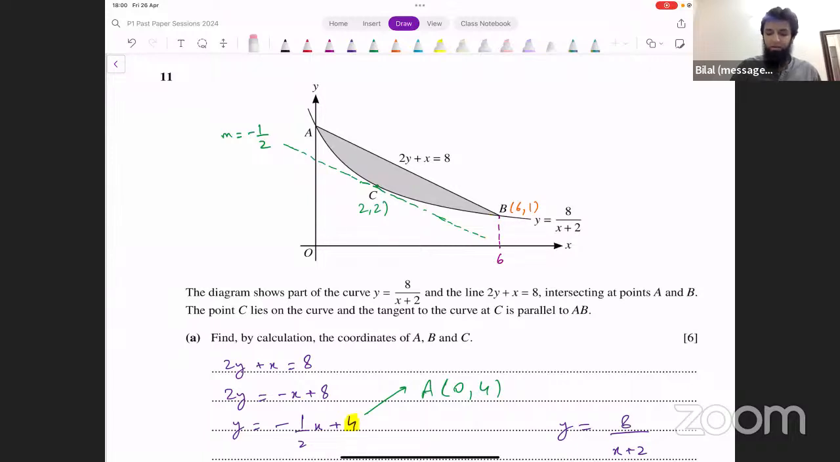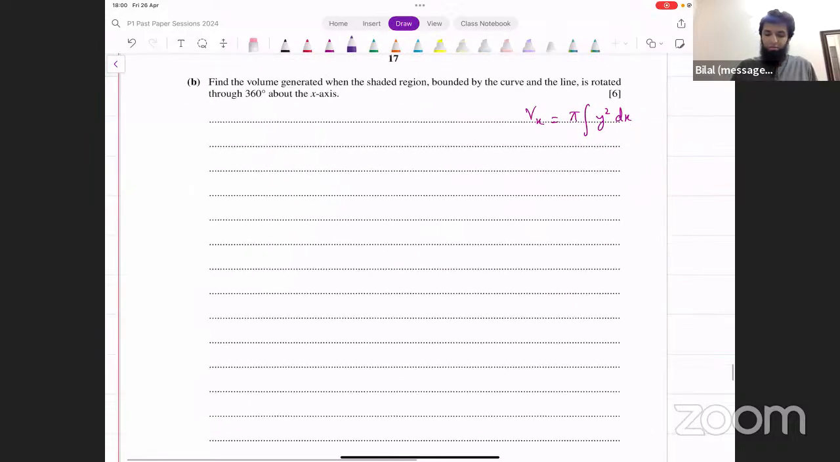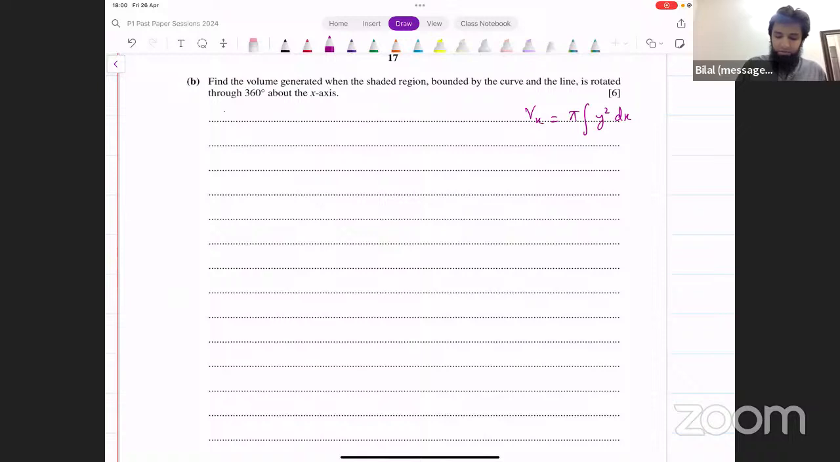So basically, in simple words, you have an upper graph and you have a lower graph. Find the volume of revolution for each of them separately and find their difference. Okay. Now let's try this. We've got an upper graph and we've got a lower graph. Let's deal with them separately.